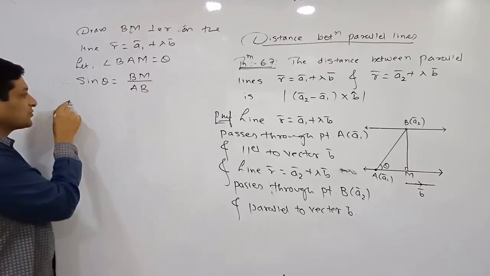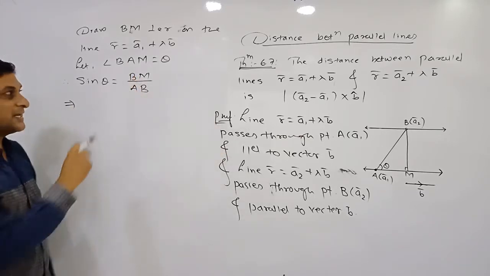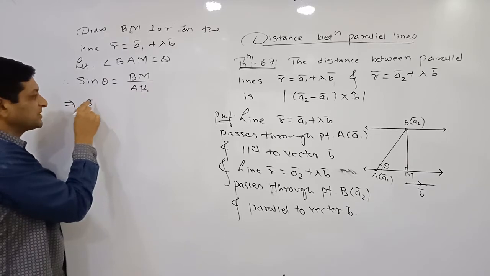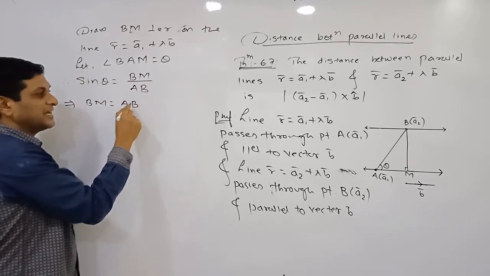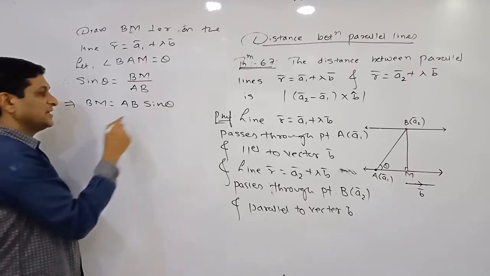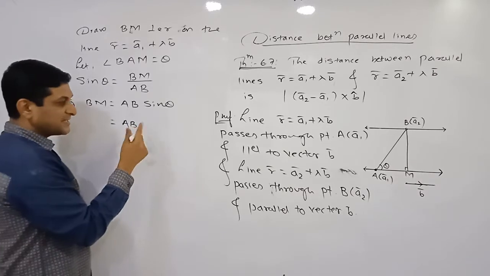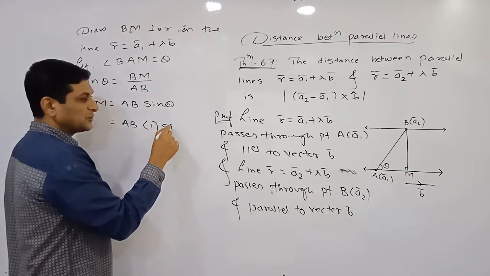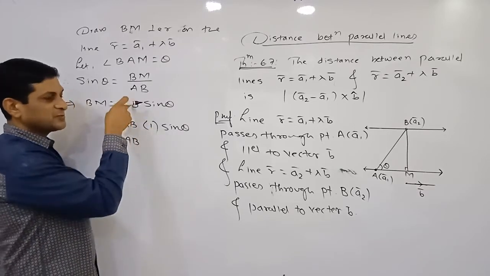But our aim is to find out BM, because BM is nothing but the distance between these two parallel lines. Therefore BM is equal to, AB will get multiplied on this side, so on this side we will get AB sine theta. Which is equal to AB, keep it as it is. Can I write here AB as AB into 1 also? Into sine theta. Which is equal to AB, because AB into 1 is again AB.